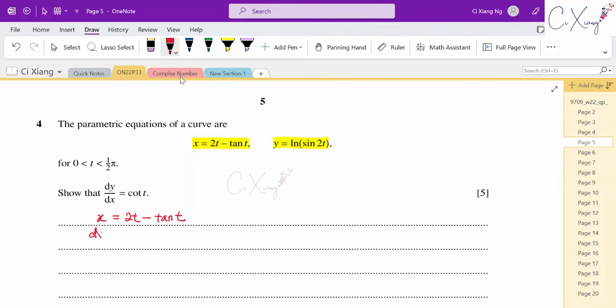Okay, so this is my original equation for x. I want to find out the dx dt. So differentiate 2t, you get a 2. Differentiate tangent, you get secant squared.